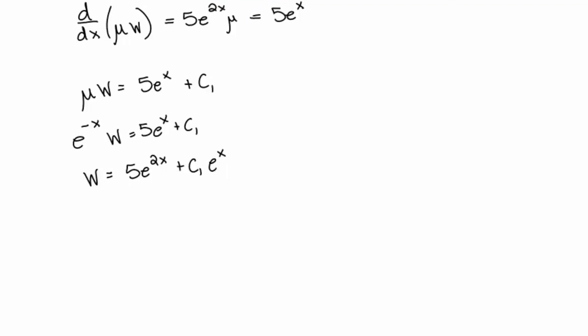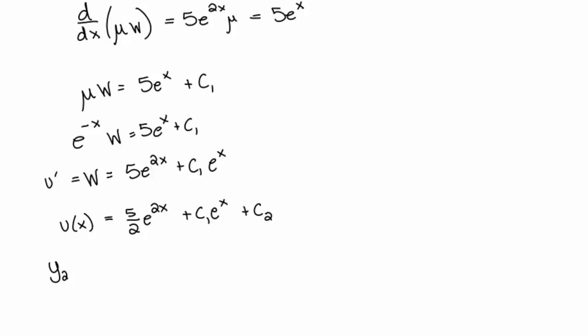So remember, w is actually equal to u prime. So I'm going to go ahead and integrate both sides to find out what u of x is. Integrate that side, you will get that 5 halves e to the 2x plus c1 e to the x plus technically c2. So now you will go ahead and find out what y sub 2.